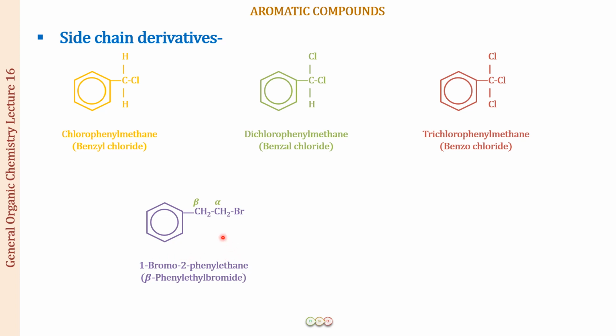And there is one more way in which we can name it. So starting with the carbon next to the functional group, we are going to name this carbon as alpha carbon. This is going to be beta carbon. So we have the name of the compound to be beta phenyl ethyl bromide. This is for the common name of the structure.